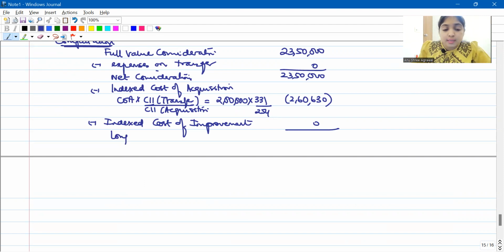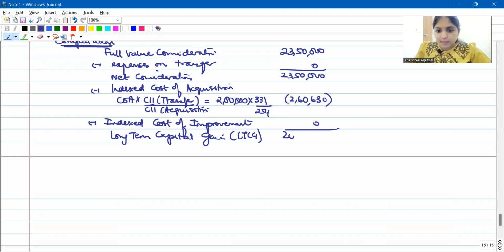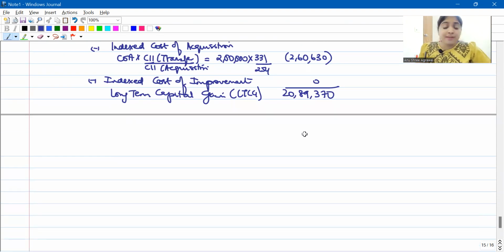So what is the long-term capital gain as of now? What is our LTCG as of now? 23 lakh 50,000 minus 2 lakh 60,630. You will get 20 lakhs 89,370. Okay, till here we have handled.